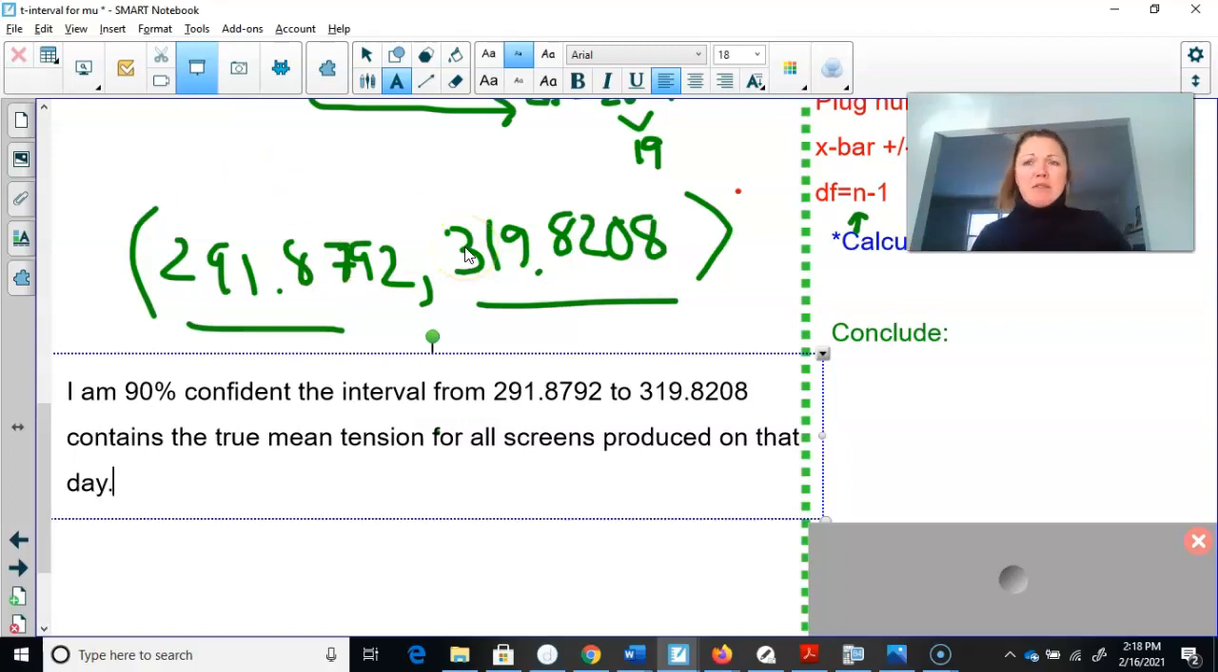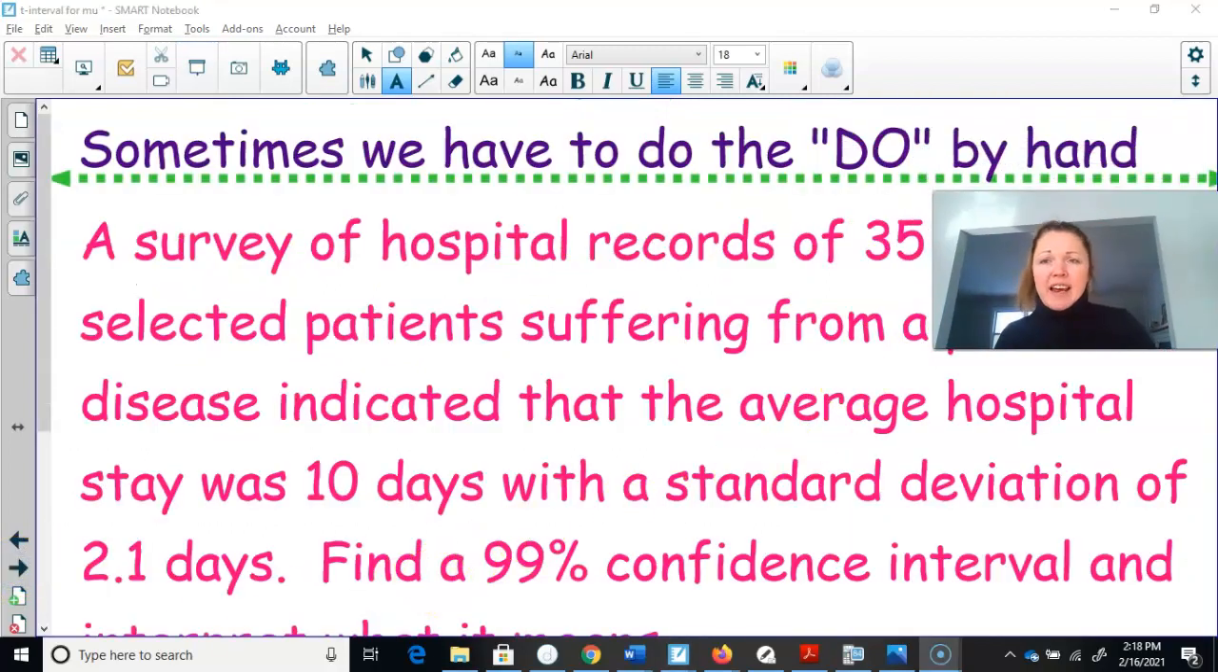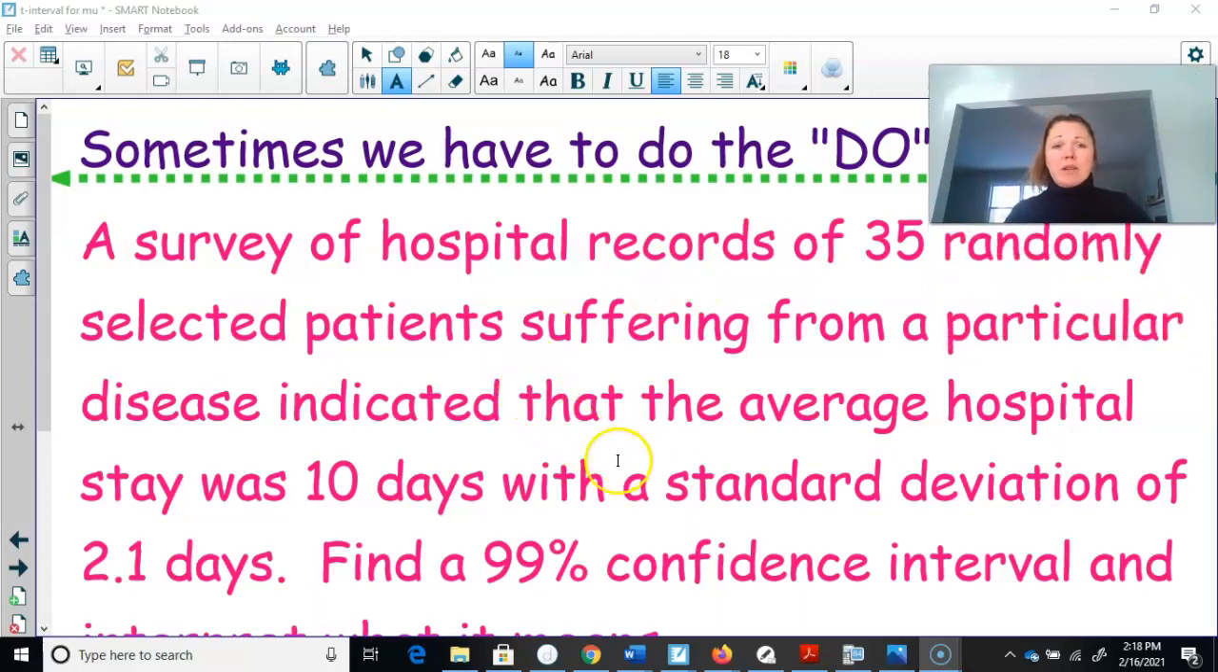Now, I know some of you may feel comfortable with this and want to hit stop. Please don't, because there is a little bit of a curveball that can get thrown to you, in this problem right here. Sometimes we have to do the interval by hand and we cannot use the calculator T interval, and I'm going to show you that here and why we do that.